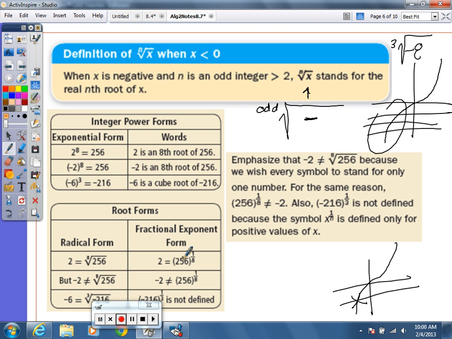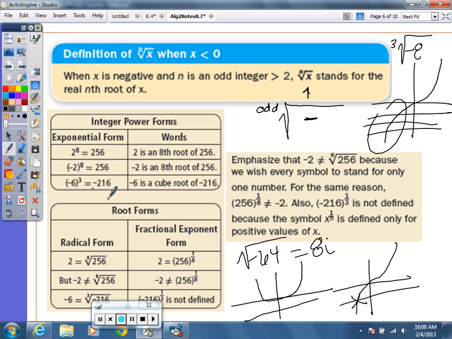It is not true when you're dealing with even roots. That doesn't work with evens for the same reason. If I have the square root of -64, it has to be imaginary. y equals x squared looks like this. -64 is down there. There's no real solution. Okay? It's an imaginary solution of 8i.